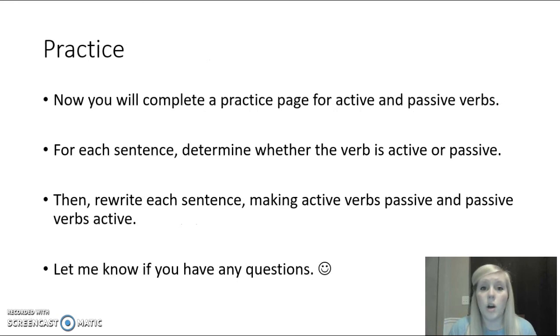Now that we have talked about how to identify active verbs, how to identify passive verbs, and how to change them from one to the other, you are going to complete a practice page. This practice page is going to ask you to first determine whether the verb in each sentence is active or passive, and then once you've determined that, you're going to rewrite each sentence, making active verbs passive and passive verbs active. Of course, please let me know if you have any questions. I will be happy to help you.